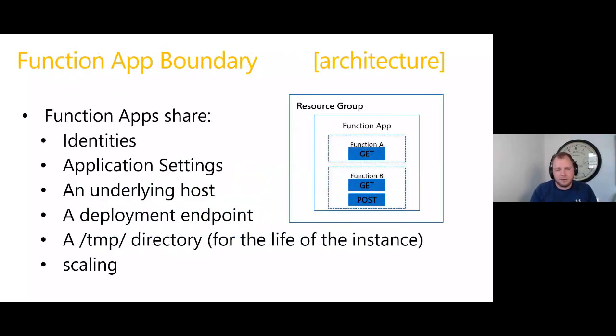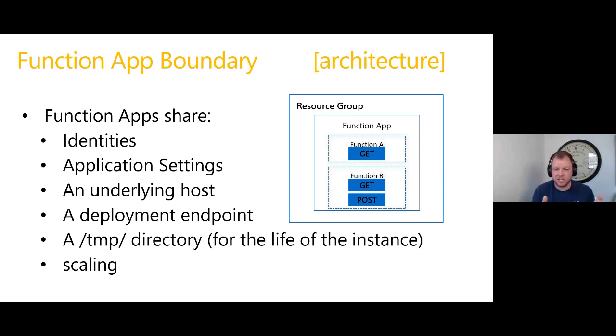The function app boundary, we spoke about this, right? Function apps share identities, application settings, and the underlying physical host. They share a deployment endpoint. This is one thing that people seem to forget, right? You see people deploying into functions from VS Code extensions. You see them doing it in the portal. People have triggered deployments from Git or from their pipelines in DevOps processes. Well, the deployment endpoint is exactly the same for all functions in a function app. So that's something you need to think about.